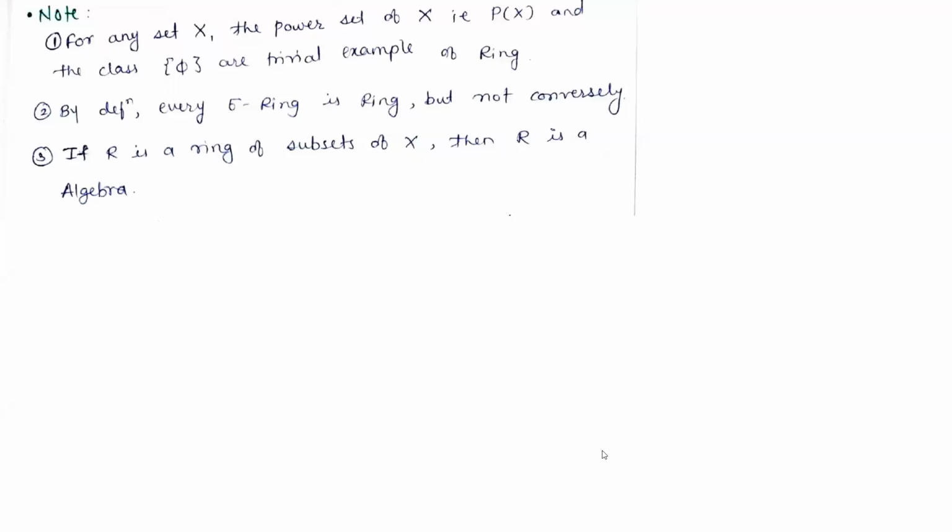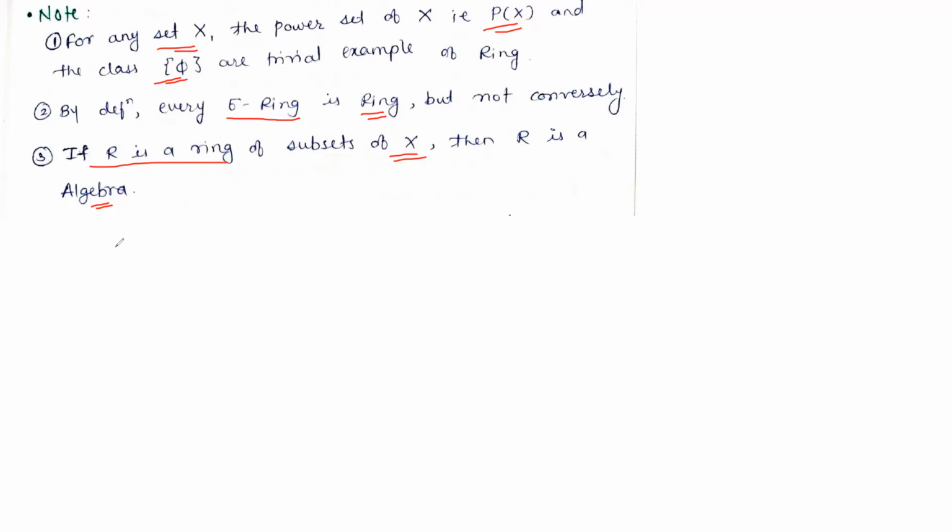Now there is a note. It says that for any set X, the power set P of X and the class of the empty set, that is phi, are trivial examples of a ring. The second note says that every sigma ring is a ring but not conversely, that is, any ring may or may not be a sigma ring. The third says that if R is a ring of subsets of X, then R is an algebra. We have discussed the definition of algebra in unit number 1.